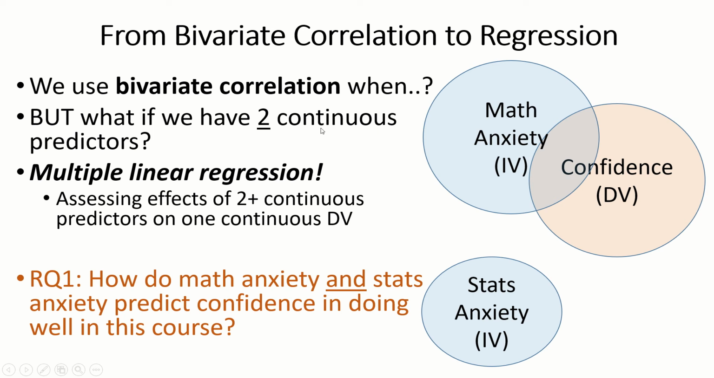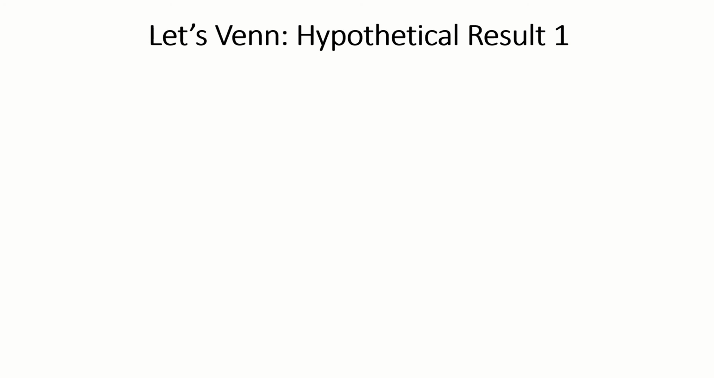Now, before we jump into the SPSS output, I would like to do some Venn diagrams. These Venn diagrams will hopefully further your understanding of conceptually what's going on in multiple regression. There are going to be 6 sets of hypothetical results that I want you to try to draw. So get out a piece of paper and have room to try out these 6 hypothetical results.